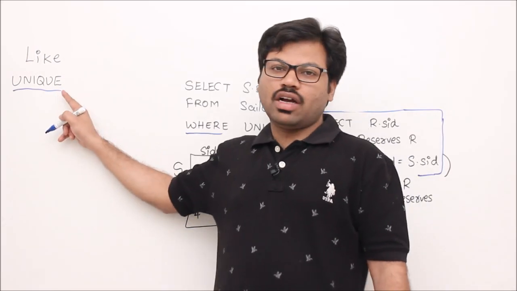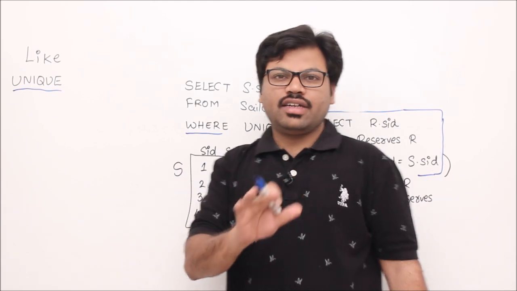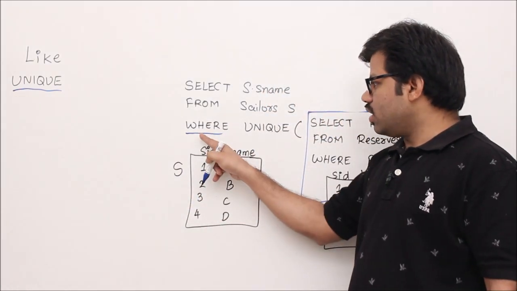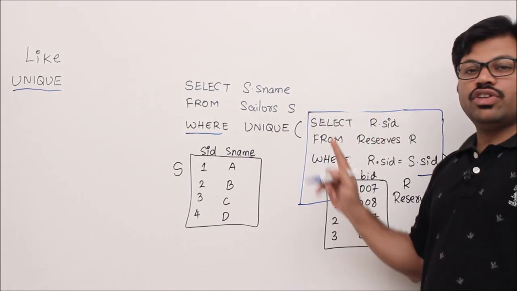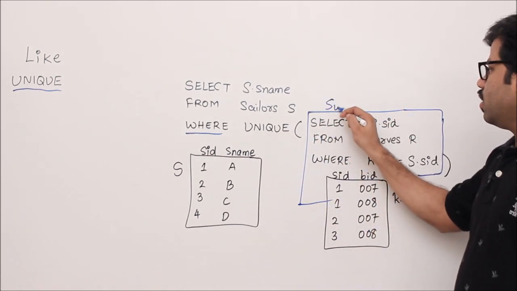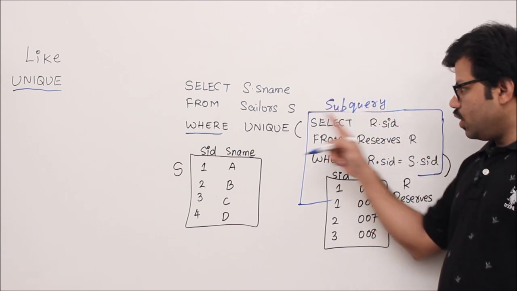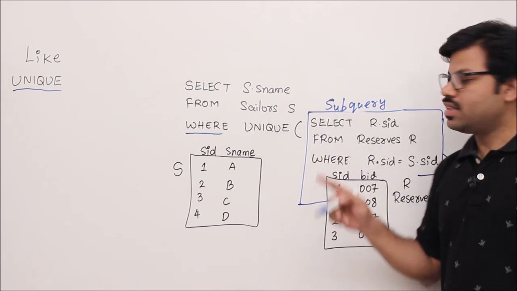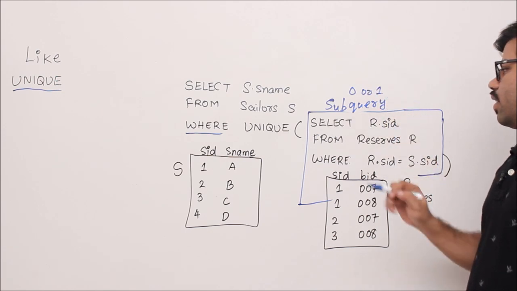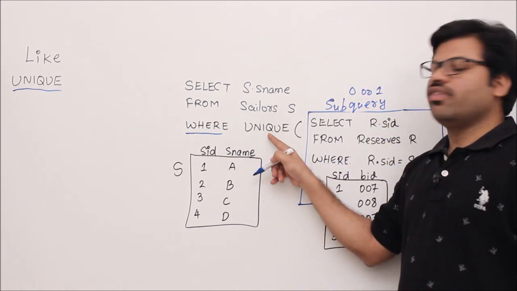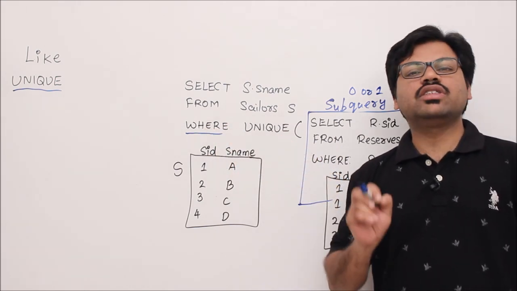Let me introduce you to the unique operator. We use the unique operator in the where clause, like the exists operator, and the where condition depends on this subquery. That means after unique we should write a subquery, remember. That is the way we use unique. So now this unique depends on this subquery. Example, this subquery contains only 0 or 1 tuple. After execution, unique will become true. That means where unique of, unique means the number of tuples should be 0 or 1.